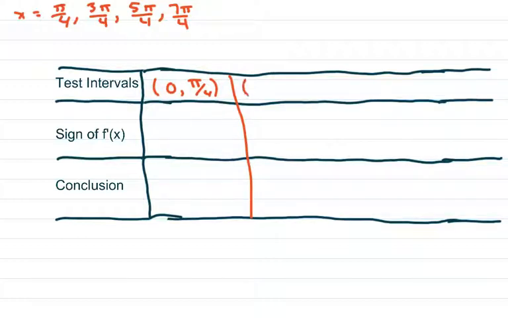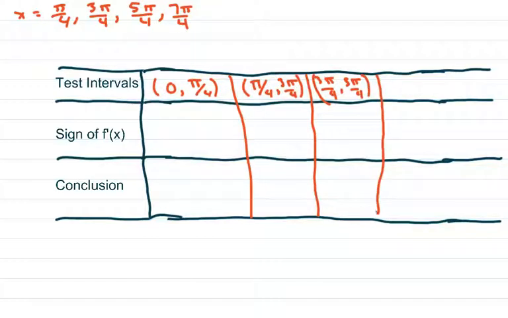Then we have pi over 4 to 3 pi over 4. Then we're going to have 3 pi over 4 to 5 pi over 4. And then we have 5 pi over 4 to 7 pi over 4. And then finally, 7 pi over 4 to 2 pi, which would be 8 pi over 4.